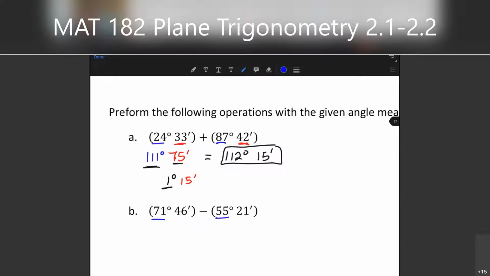All right, so notice here we are subtracting these two angles in part B. So we do want to subtract each of their components away from each other. So if I started with 71 full degrees and subtracted the 55 degrees in blue here, we would end up with just 16 full degrees left over.